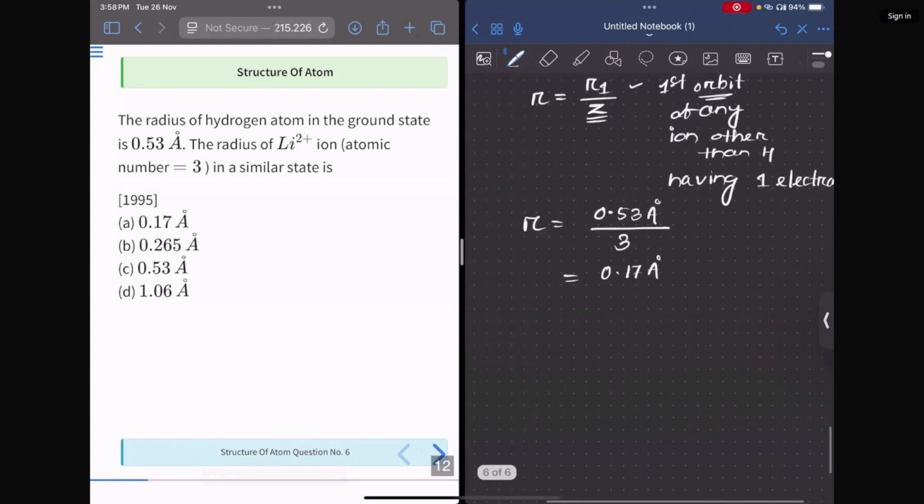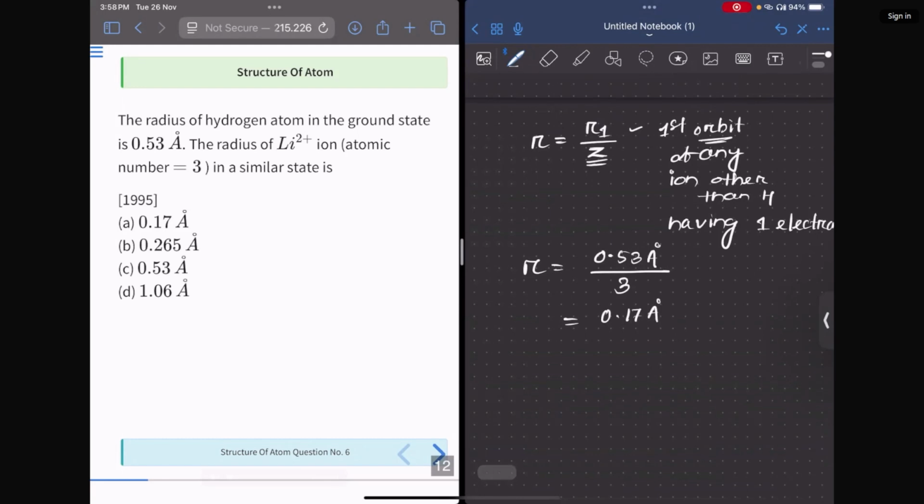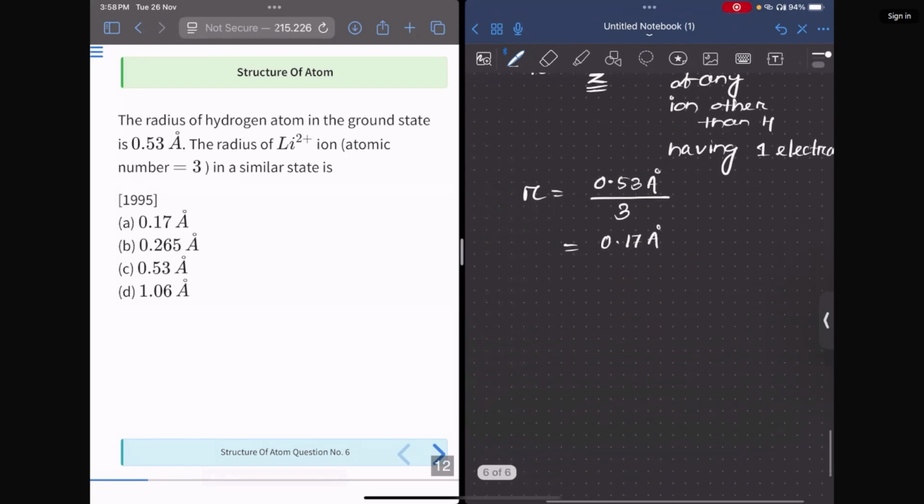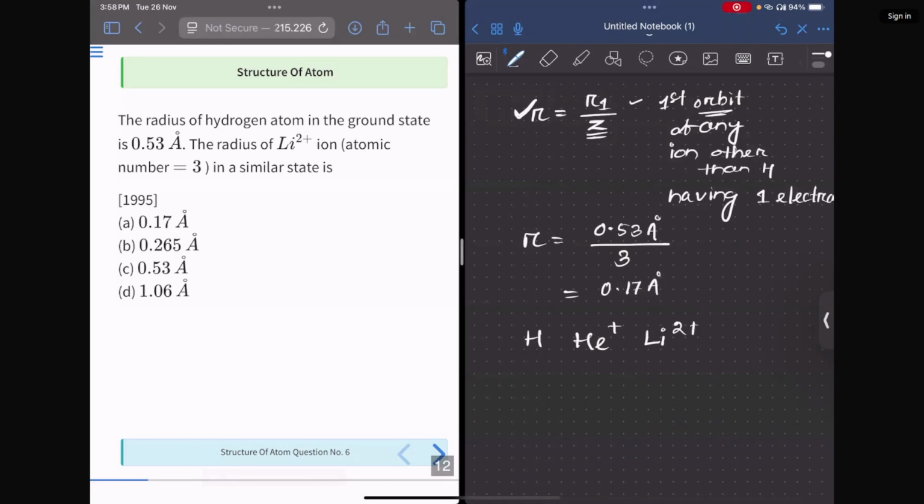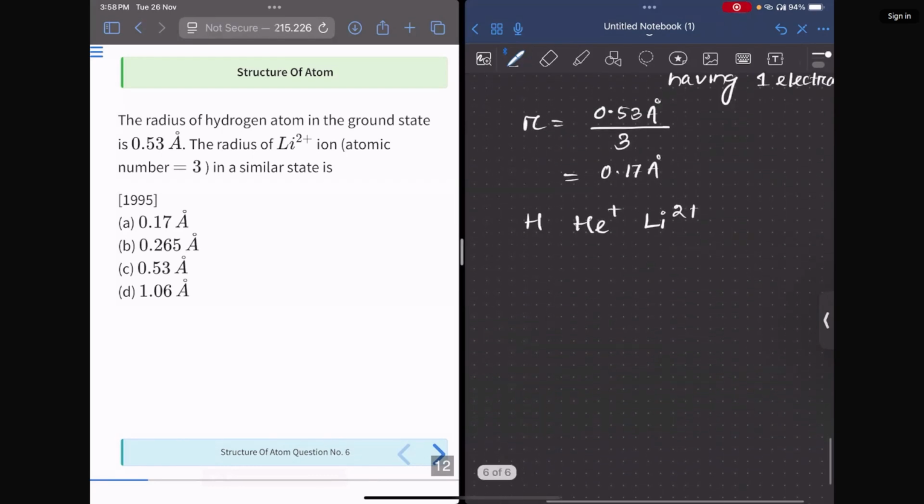Here, notice that the more you increase the Z, means a hydrogen, helium plus ion, and lithium 2 plus ion. Each of these atoms has only one electron. So this formula can be applied to these atoms. The Z value for hydrogen is 1, helium is 2, lithium is 3.